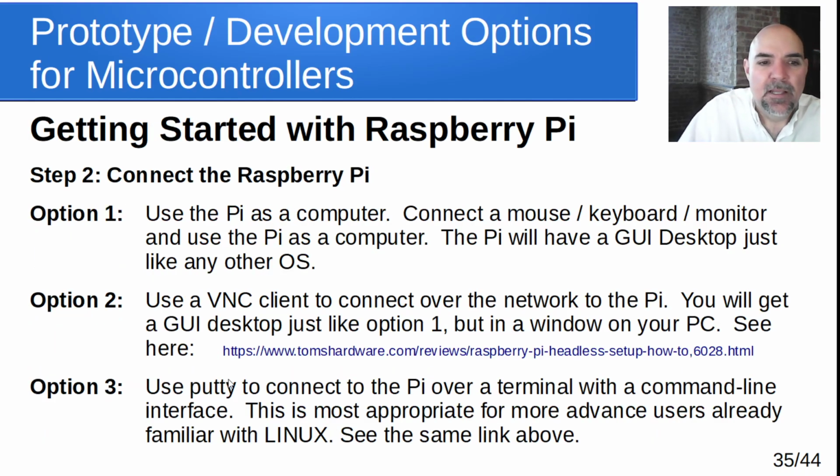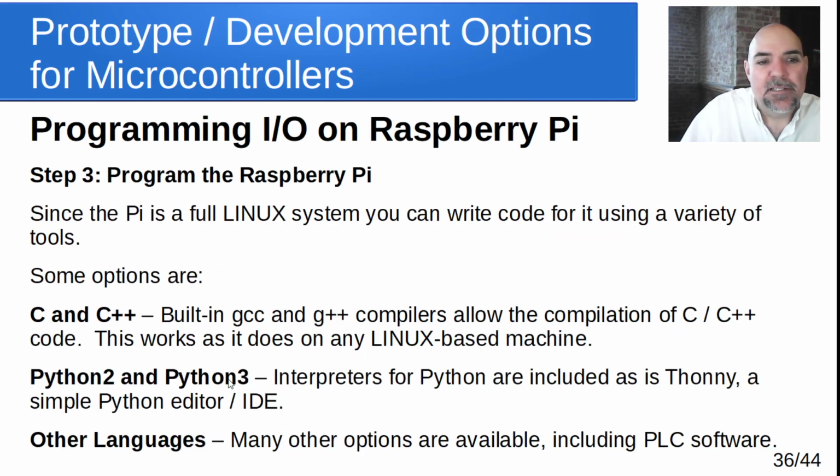Now, so that was step 2, connect. Step 3 is to write code for it. Since that Raspberry Pi is a full Linux system, you can write your code in a variety of ways using any tools that you could on Linux. So C and C++, it has built-in compilers for that already come on Raspbian.